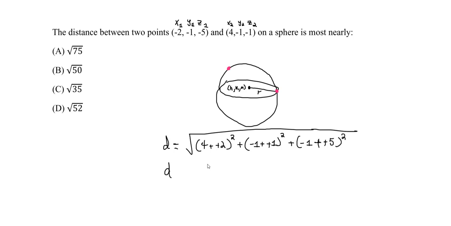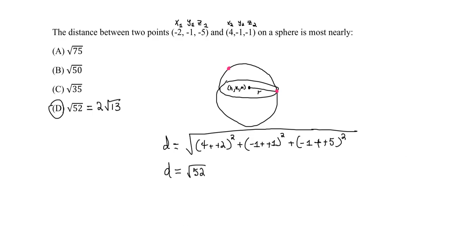Then you just solve for the distance, and if we solve for the distance by doing the math under the square root, we should get the square root of 52. So our answer is D, and we can also denote that the square root of 52 can be reduced to 2 square root of 13. So just be careful there if you plug it in the calculator. So that's all. Hope that helps.